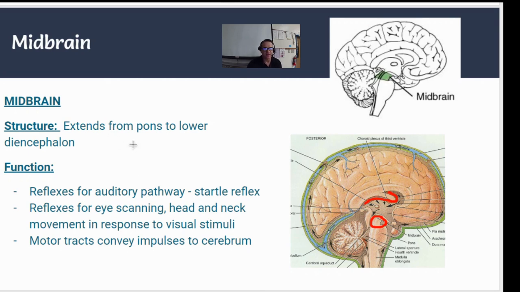All right, so what does the midbrain do? Remember, reflexes for auditory stimuli. So that's the startle reflex. If somebody comes behind you and goes, boo, you're going to jump. You won't even need to think about it. It's going to happen all by itself.